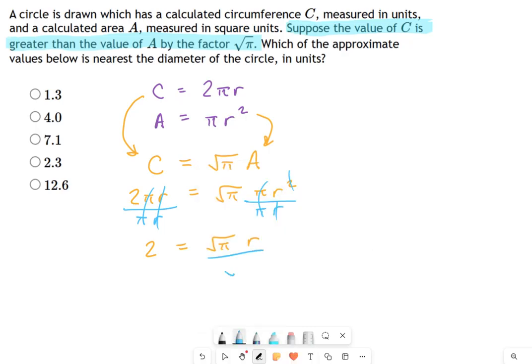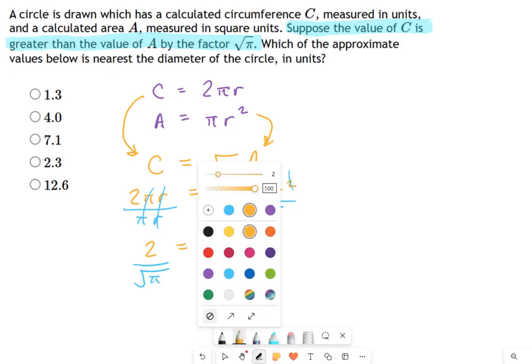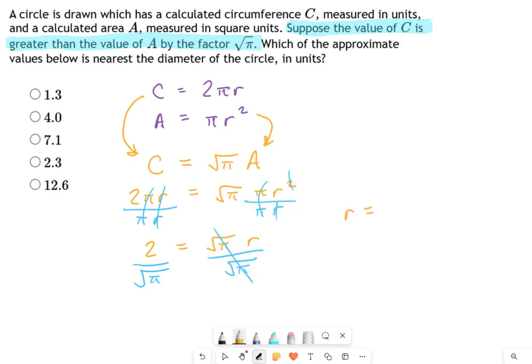To get r by itself, we divide by square root pi. And I know you're probably not used to working with square root pi. It's a goofy looking thing. But at least we can plug this into a calculator, right? So I get r equals 2 divided by the square root of pi, which is not something I have memorized. Let's see. 2 divided by square root pi. Okay, so that is 1.128. Okay, pretty good.